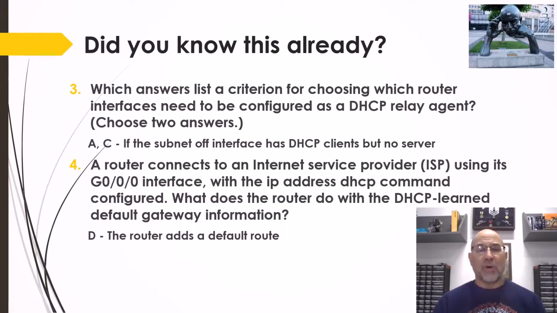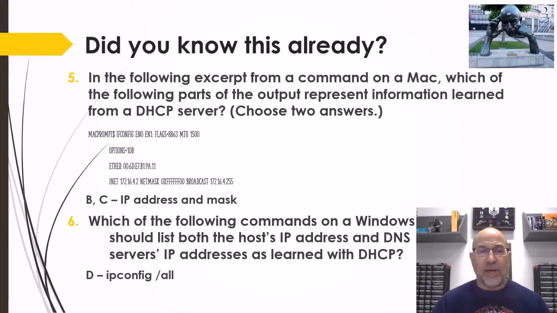Question number 4, a router connects to an internet service provider using its gigabit interface. With the ip address dhcp command configured, what does the router do with the DHCP-learned default gateway? Well, we just saw that it adds a default route. In the following excerpt from a command on a Macintosh computer, which of the following parts of the output represent information learned from a DHCP server? Well, if we think about what we just configured and we think about the basics, we know that the IP address and the mask will have come from the server. All of this other stuff is interface specific or automatically figured out.